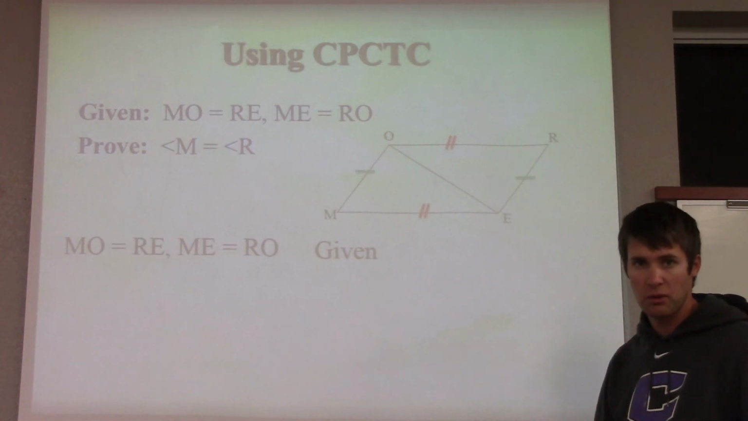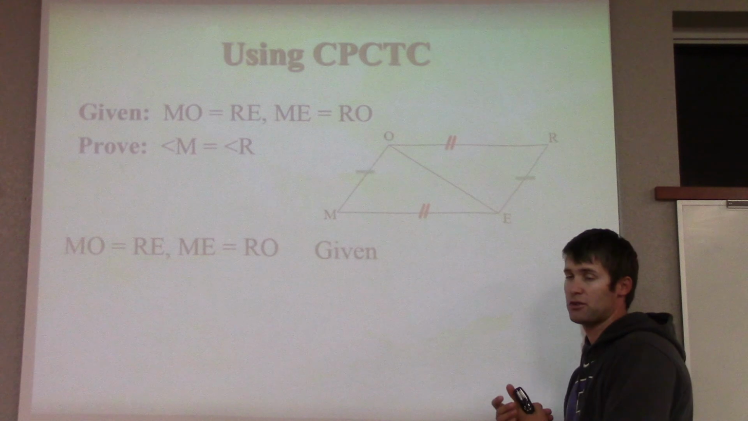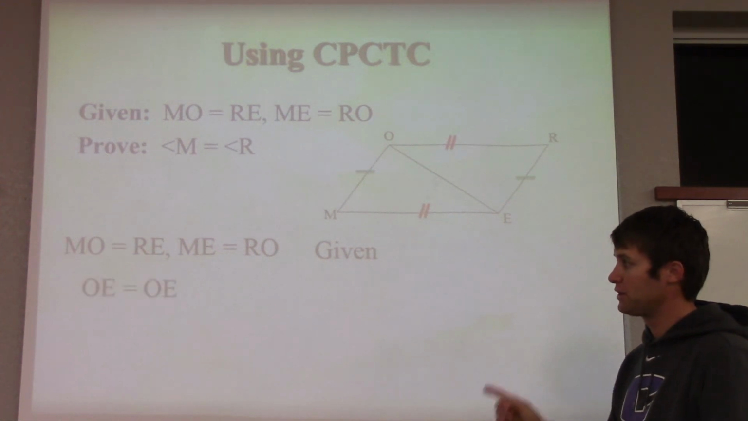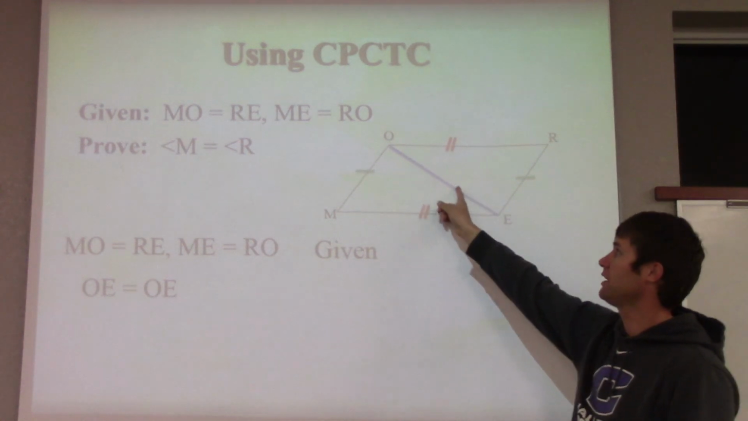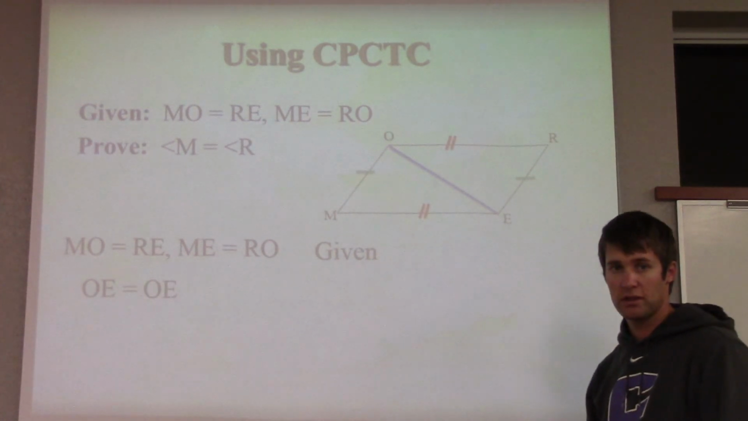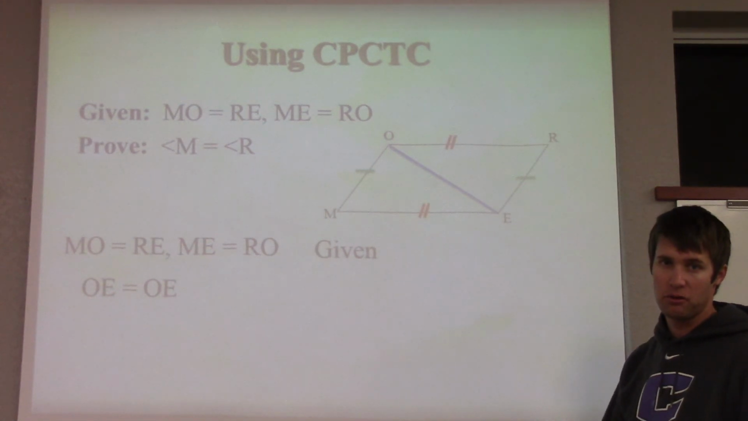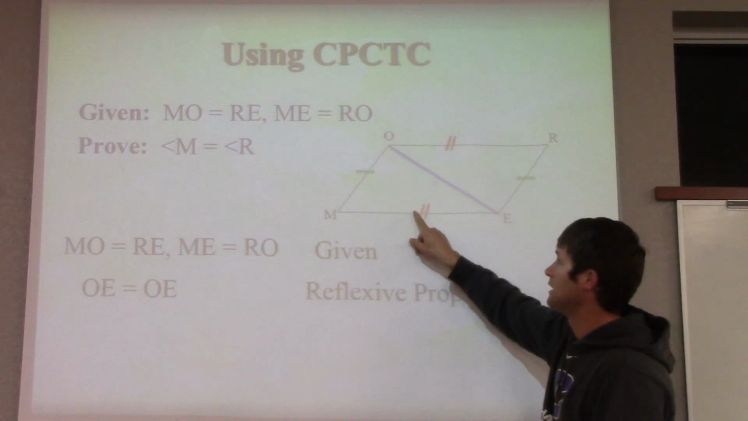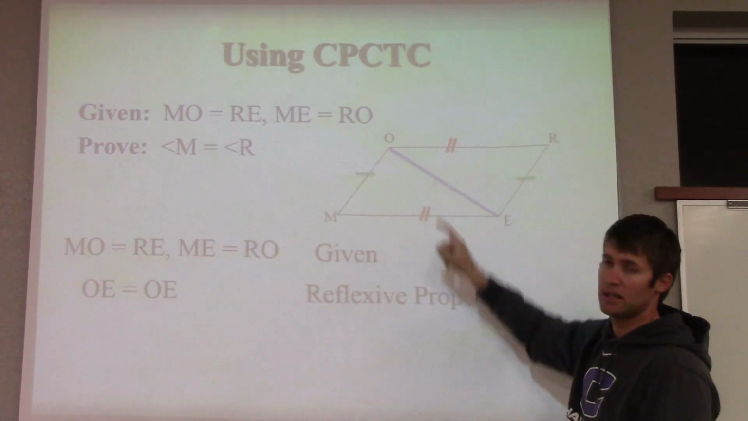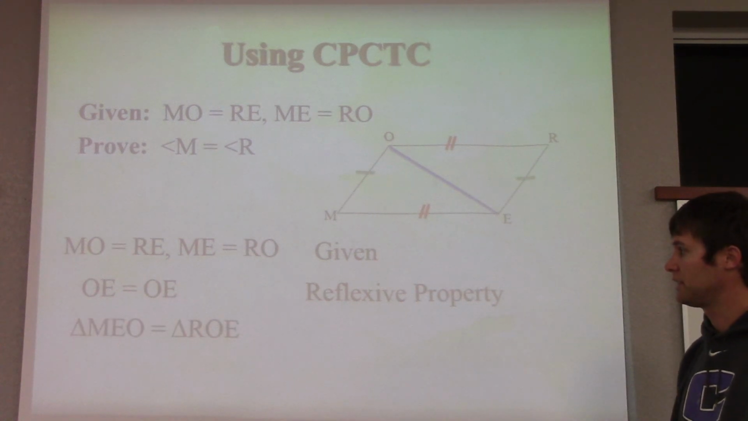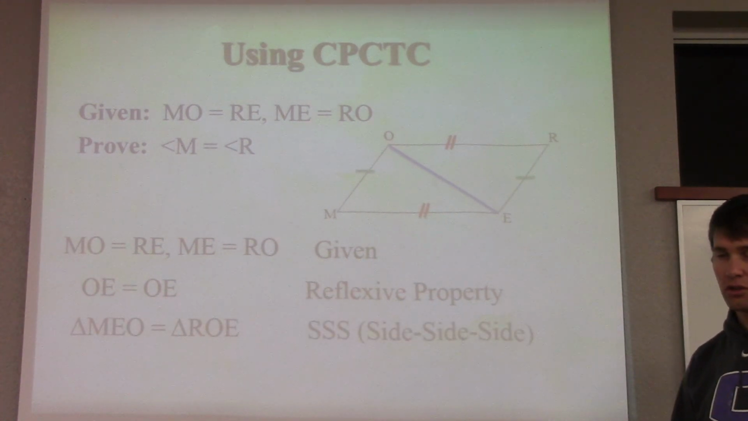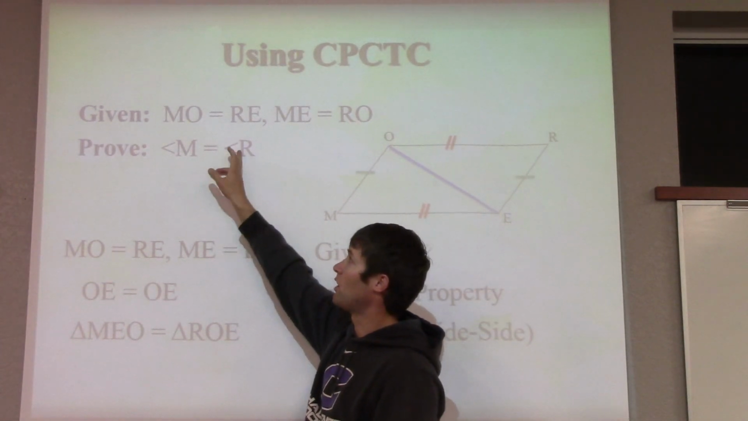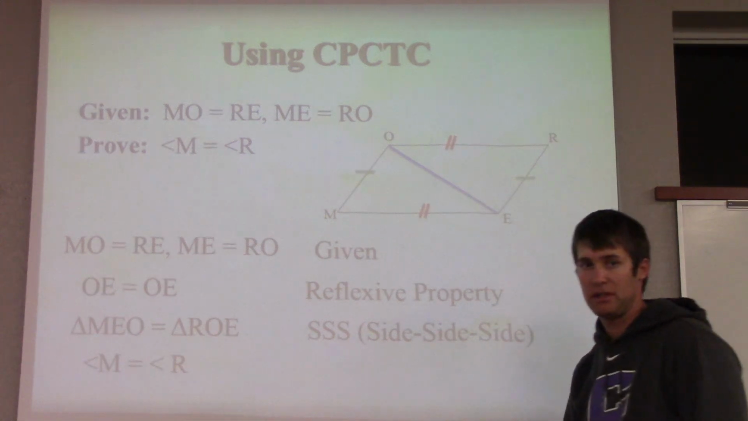So, is there anything else that we can pick up? We don't have parallel lines, so we can't use alternate interior or same side interior. But what we do have is OE, this line right here, is equal to OE. So once again, what's that property called? That would be your reflexive property. So now we know that the triangles are all congruent by side, side, side. All the sides are congruent, so we'd say side, side, side. So now we know that the whole thing is congruent. Now we can prove that angle R and M are equal using our CPCTC.